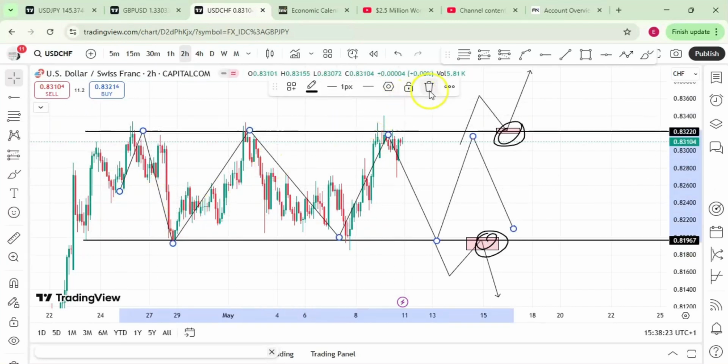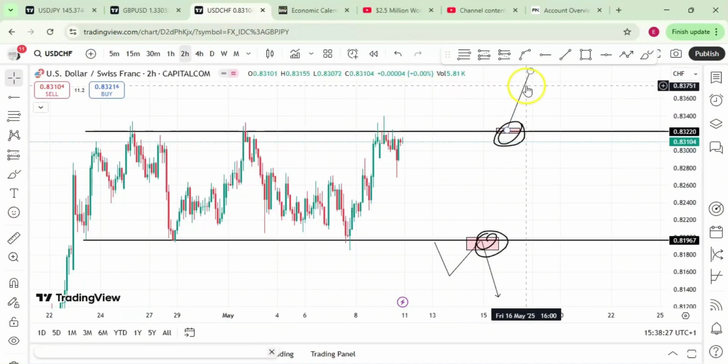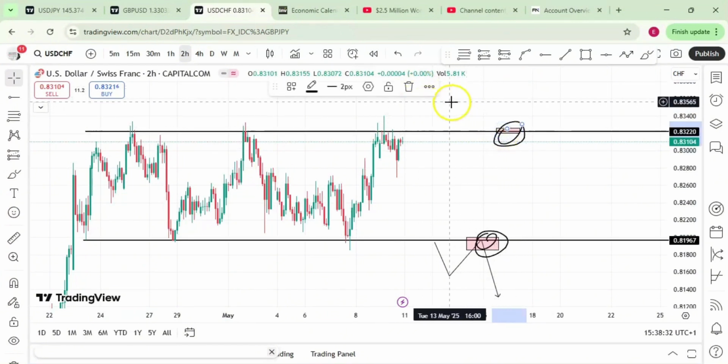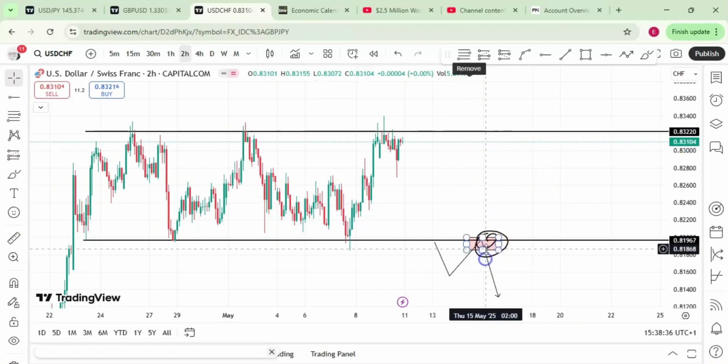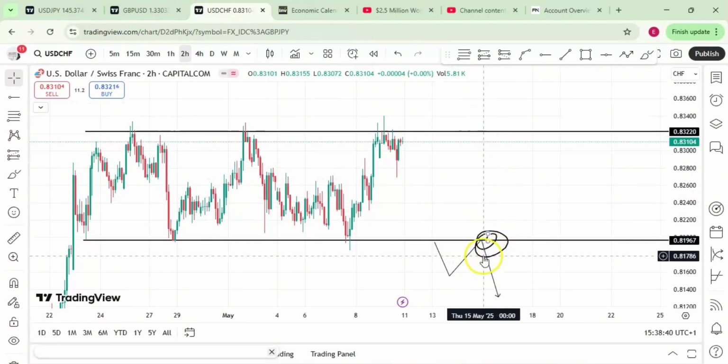A ranging market is very simple. If you cannot tell the direction, the market is ranging. Because if you see the market going up, nobody needs to tell you that this market is in an uptrend. And if the market is going down, nobody needs to tell you that the market is what? Is in a downtrend.